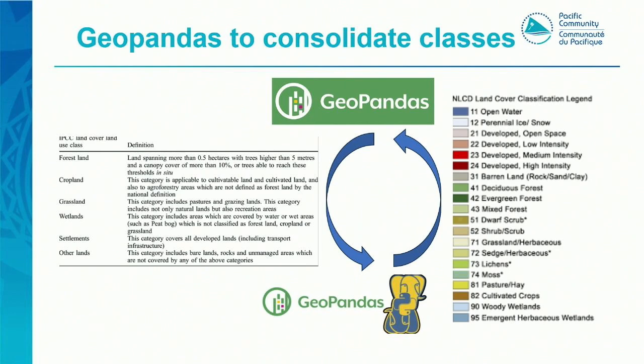Using GeoPandas helped us to streamline the process of either simplifying from these more complex classes on the right. For example, the Ministry of Agriculture was interested in different types of crops, but if we wanted to simplify that, we could just group all the different crops into cropland using GeoPandas. The other way around would be using another attribute in the QField form to then disaggregate all the different types of crops. So another open source tool that was really useful for us was GeoPandas.